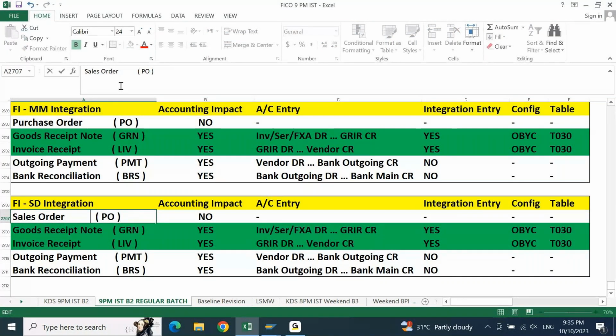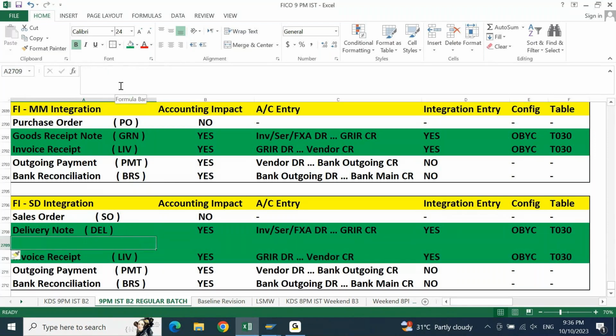Purchase order will become sales order, which I will write as SO. Next one, goods receipt. If you are purchasing, you are going to receive the goods. If you are selling, you are going to deliver the goods. When you purchase, you are receiving; when you are selling, you are delivering. So goods receipt note I am going to write as delivery note, and delivery I will put as DEL.